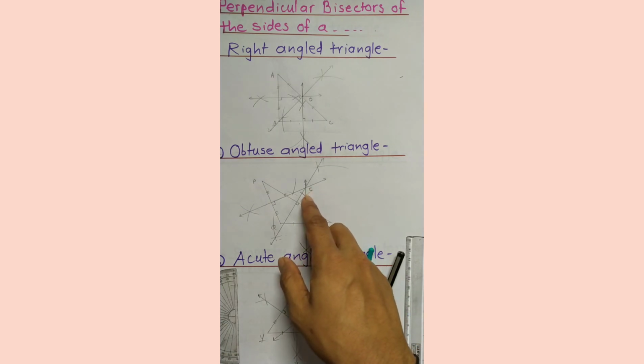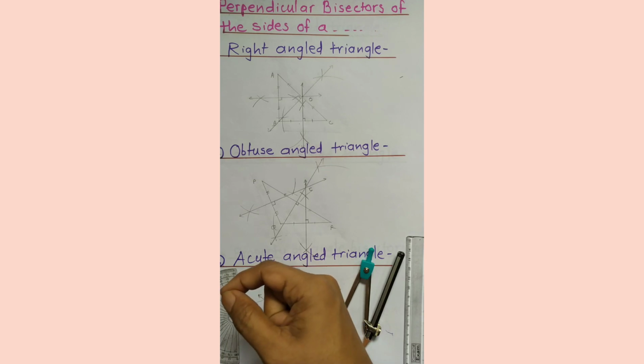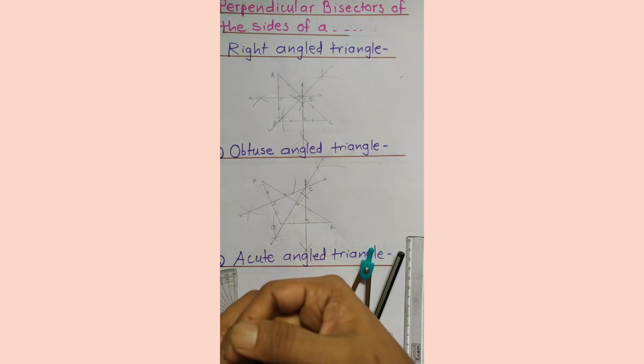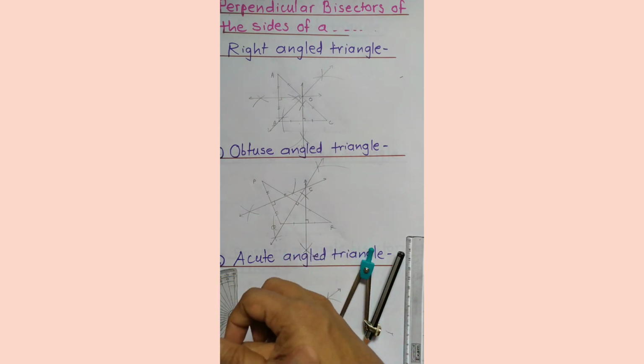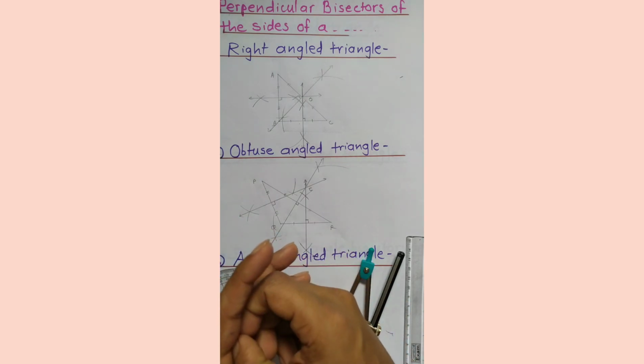Keep in mind that the point of concurrence of perpendicular bisectors of the sides of the triangle is known as the circumcenter, and the point of concurrence of angle bisectors of a triangle is called the incenter.